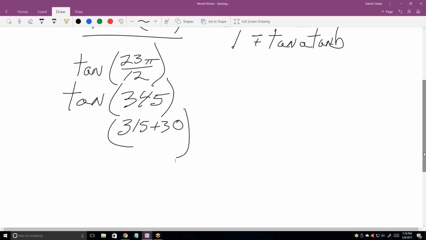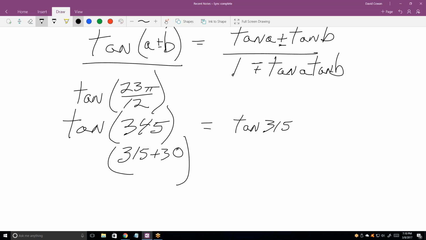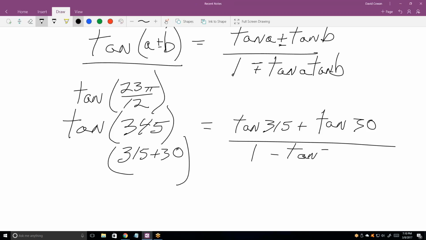All right, now let's put it directly into the formula. Tell me what to write. It would be tan 315 plus tan 30 over 1 minus tan 315 tan 30. Now let's fill it in.